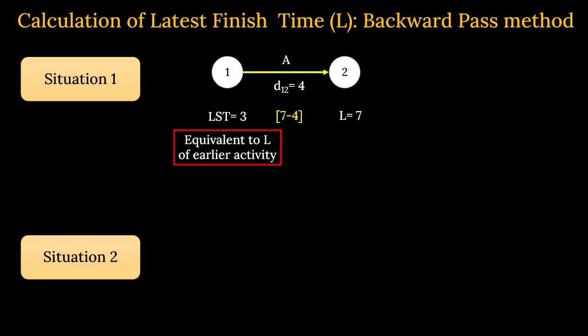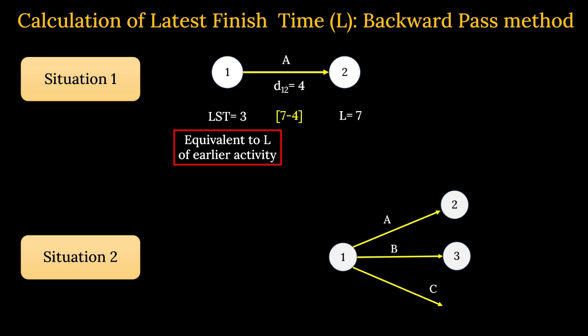Now let us take another situation. Suppose we have one activity A, another activity B, and another activity C. These three activities burst out from one node, that is node 1. A's duration is 5 days, B's duration is 6 days, and C's duration is 7 days.